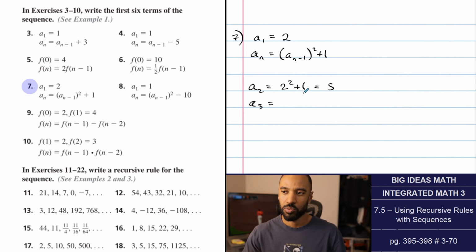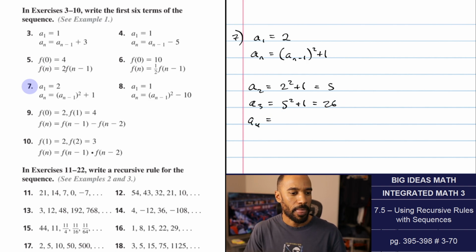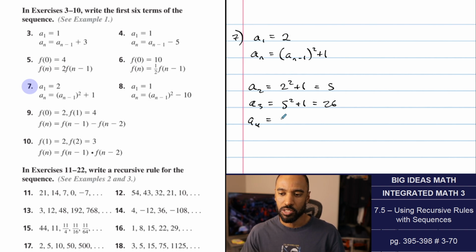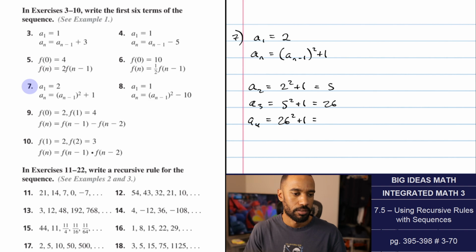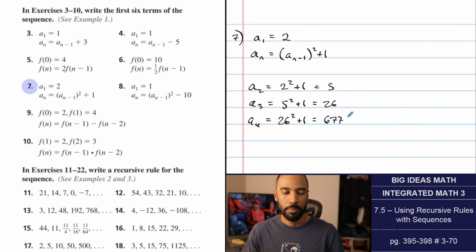Maybe I should write 5 squared plus 1, which is 26. Oh, I have to use the calculator on this. A sub 4 is 26 squared plus 1, which is 677.